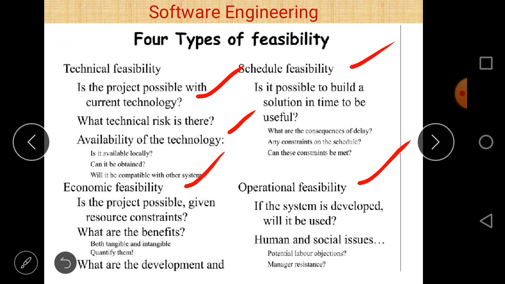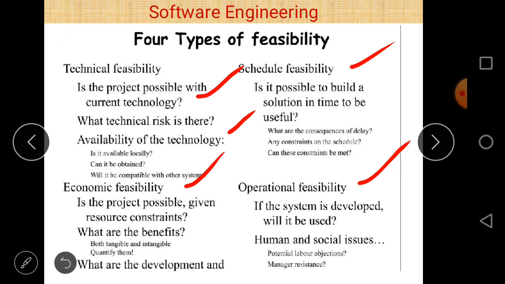Fourth is operational feasibility. Regarding operational feasibility, the question is: if the system is developed, will it be used by human or social resources? If the system is developed and used, then we can say that it contains operational feasibility. So there are four types of feasibility.